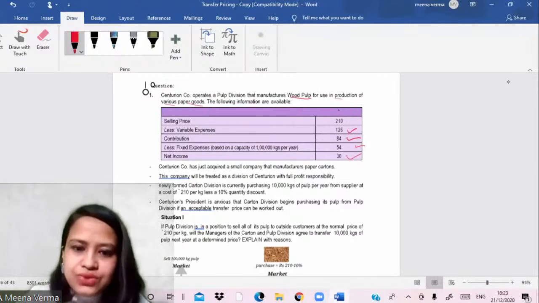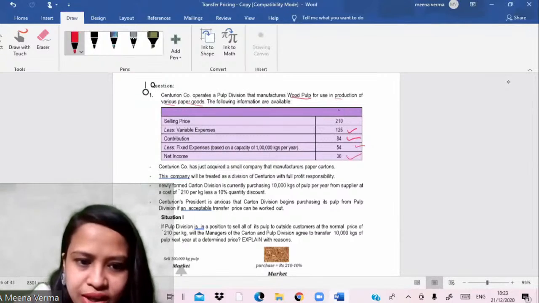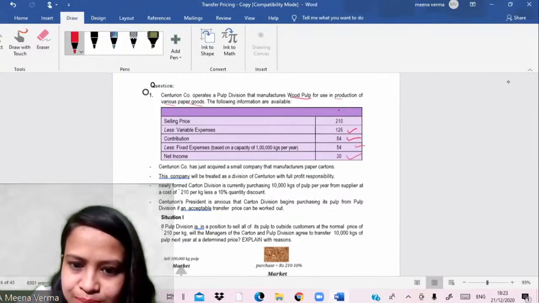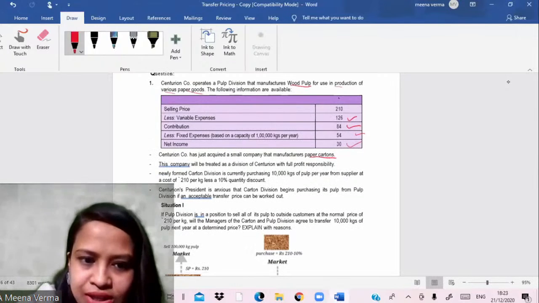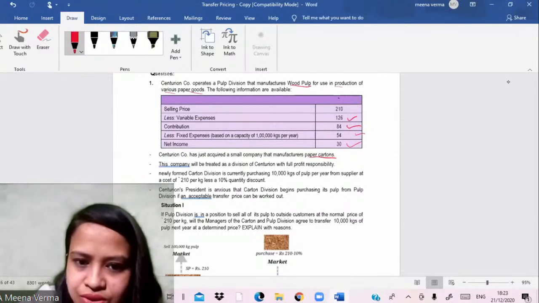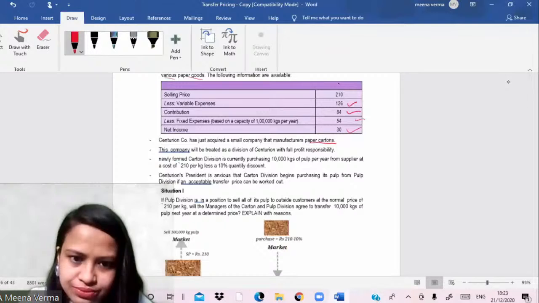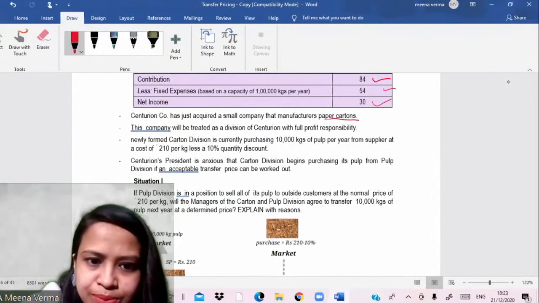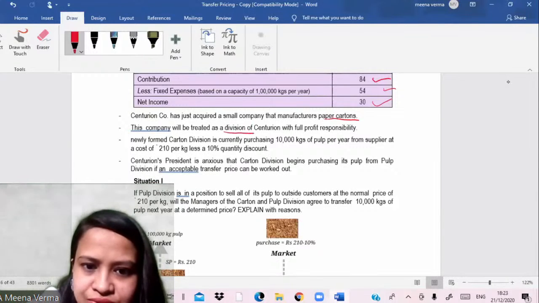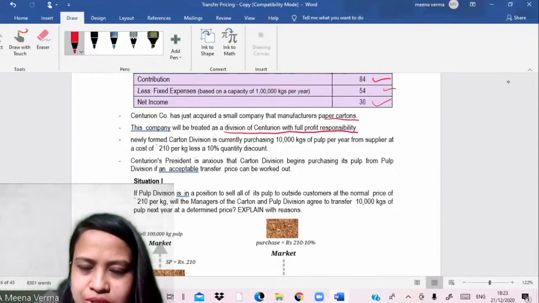Okay. Now Centurion company has just acquired a small company that manufactures paper cartons. This company will be treated as a division of Centurion with full profit responsibility. Okay. So you can see the company will be treated as a division with full profit responsibility.